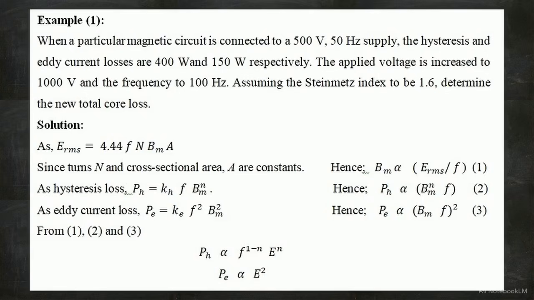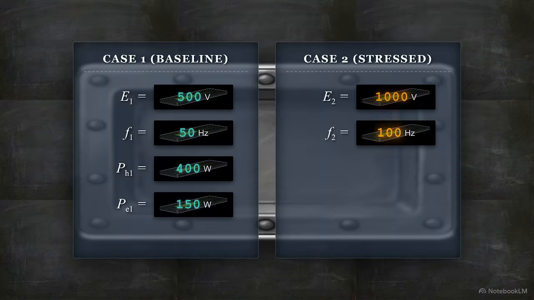This document outlines the raw data. We isolate the parameters of the initial safe state as case 1 and the stressed state as case 2. The text also provides a Steinmetz index of 1.6, a material-specific constant used to calculate hysteresis loss. Setting this up side by side organizes our approach. On the left, case 1 holds our baseline numbers. On the right, case 2 holds our spiked voltage and frequency, along with our material index.